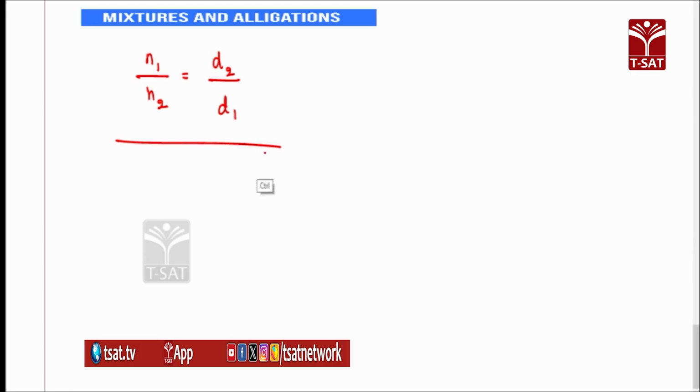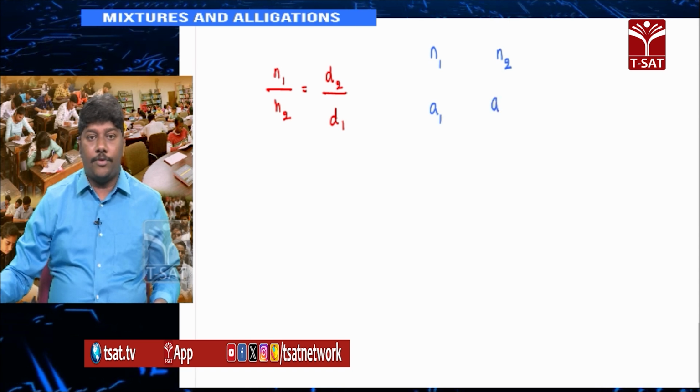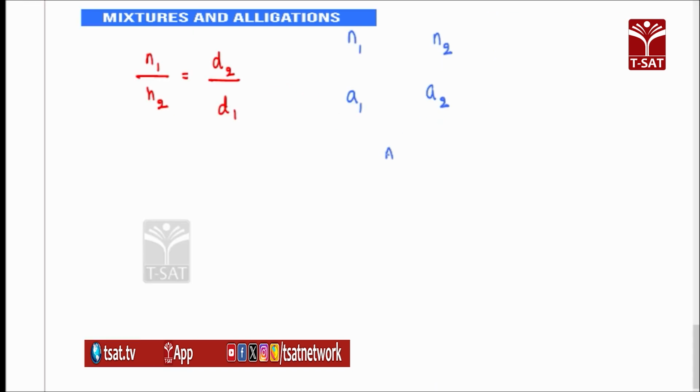Now we'll go for the formula directly of alligations. I'm writing the number of members in group 1 and group 2, average of group 1, average of group 2 and the combined average. What is the relation between them? First relation is N1 into the difference between these two and the difference between these two. See, capital A should always lie in between your A1 and A2.